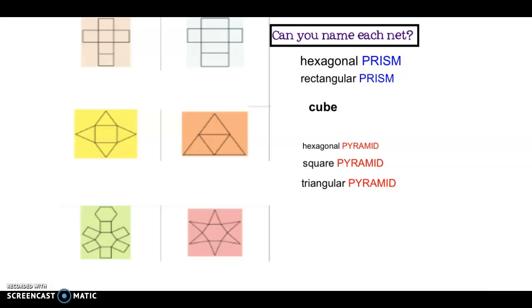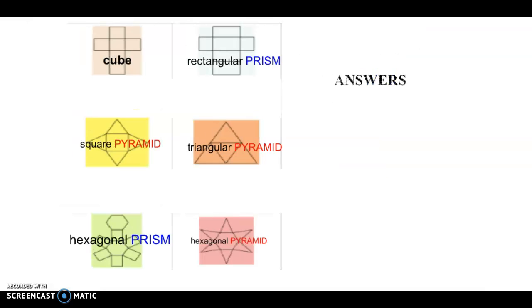In addition, we've looked at nets. So again, see if you can figure out what shape each net would make, and pause the video and then I'll show you the answers. So here are the answers. Hopefully you can see how a pyramid with one base is different from a prism that has two congruent bases, a top and a bottom.